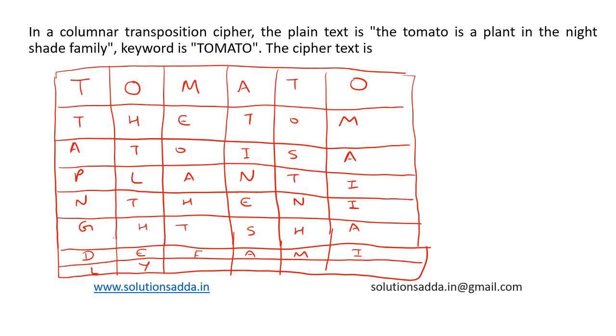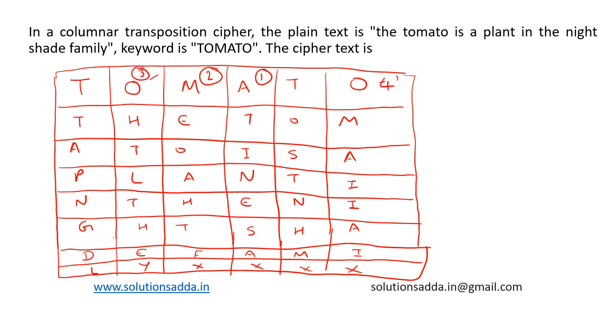Now let's replace the blanks with X for the time being: X, X, X, X. Now, based on the lexicographic sorting order, A, this column would be read first. Next value would be M. Next value would be O. So we have two O's here, O here and O here. The left one would be given preference, so this would be 3. And the right one would be given the next preference.